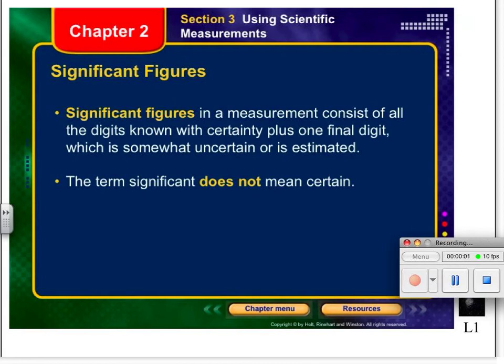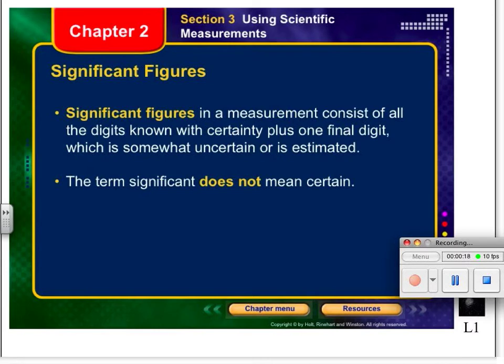All right, class, let's move on. Now, we're going to talk about something called significant figures. They're really important because significant figures help us report how accurate and how precise our measurements are. This is an important definition. I'd like you to know it.